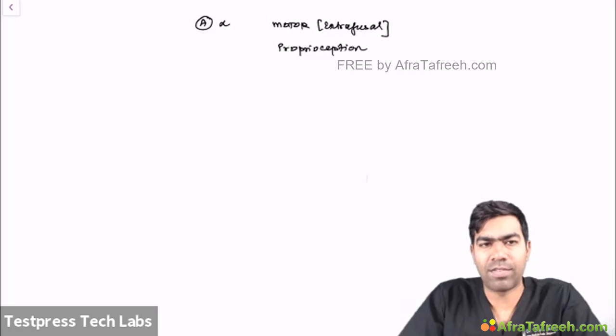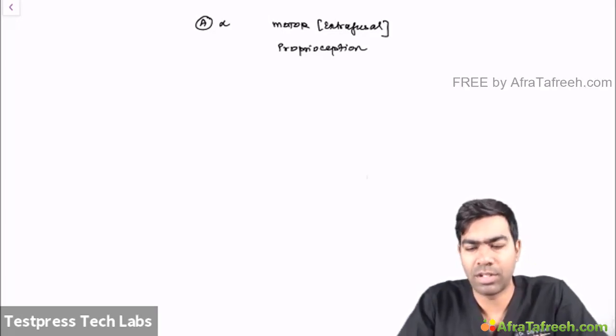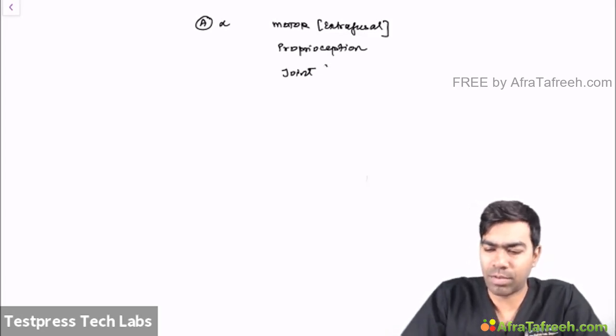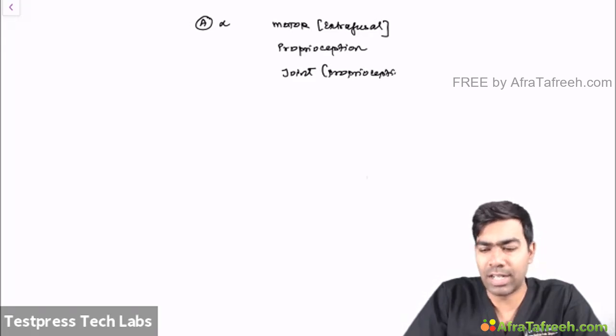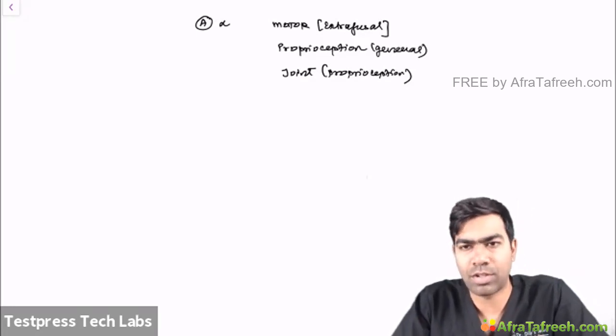These are also alpha fibers only. And some of the fibers are also going to come from the joint sensation, so proprioception from the joint. This proprioception I'm talking about, the first one is the general proprioception from the muscle. And the second one, they also carry the proprioception from the joints. That's called a joint sensation.